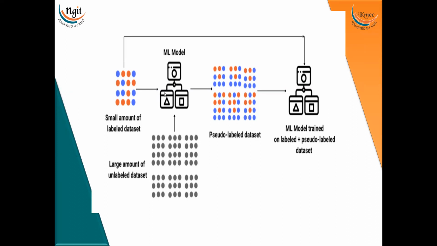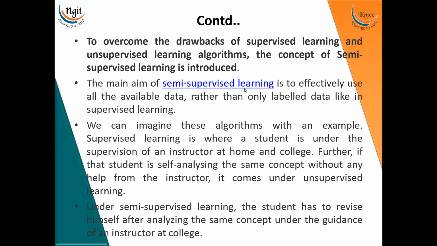Here in this example, you can see this is the ML model. We are training with semi-supervised machine learning. In this, we are giving a small amount of labeled data set and a large amount of unlabeled data set. And this ML model is going to give an output of pseudo labeled data set based on both labeled and unlabeled data sets. And it is going to be trained on labeled plus pseudo labeled data set, and it is going to give you the results.